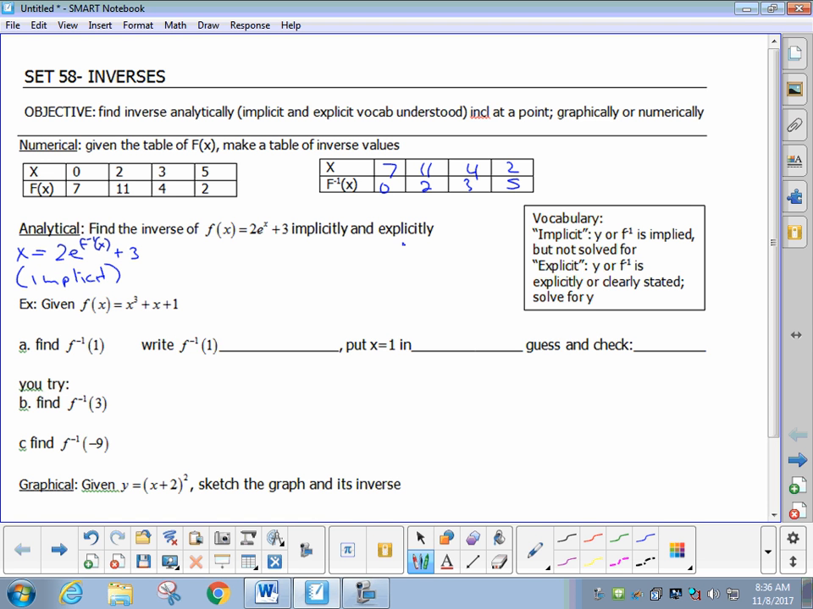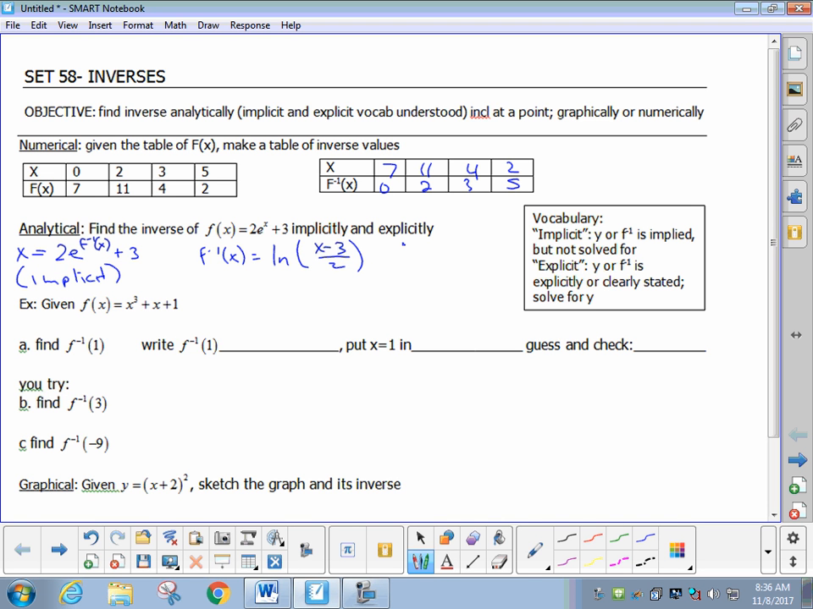Subtract 3, divide by 2, natural log. So f inverse is, this is big boy math, so you can do all those at once. The order matters, obviously. Natural log of x minus 3, all over 2. Okay?